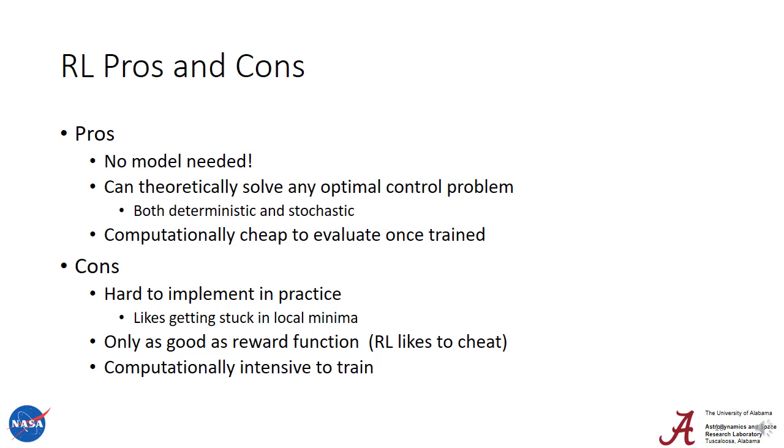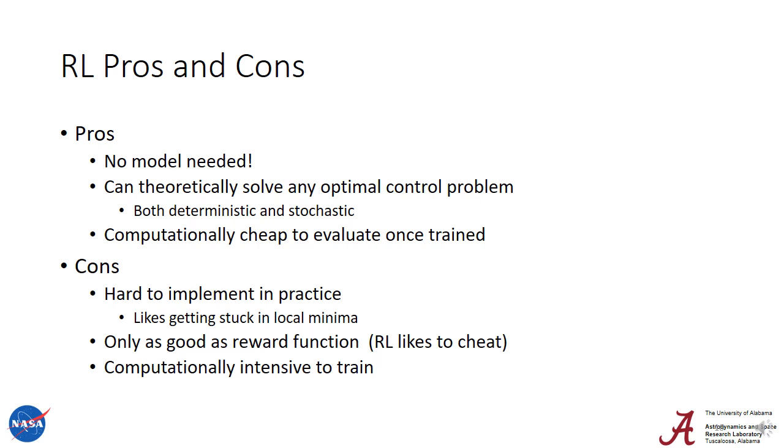Now, just to bring everything together about reinforcement learning, it has a lot of pros, like the fact that we don't actually need a model to train a reinforcement learning agent. We just need some way of interacting with the environment. Additionally, it can theoretically solve any optimal control problem, so both deterministic and stochastic problems, as well as problems where the problem itself is not differentiable. Finally, once we've trained our reinforcement learning agent on the model, it is computationally cheap to evaluate.